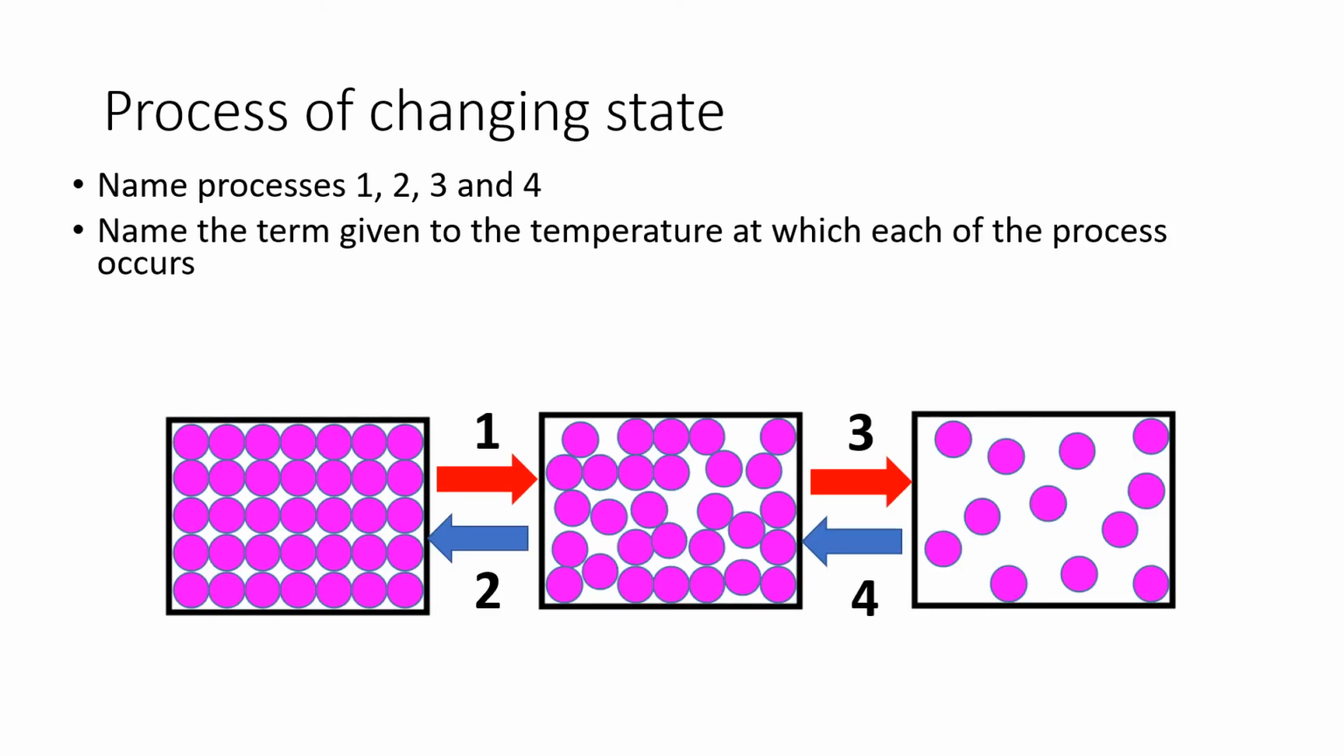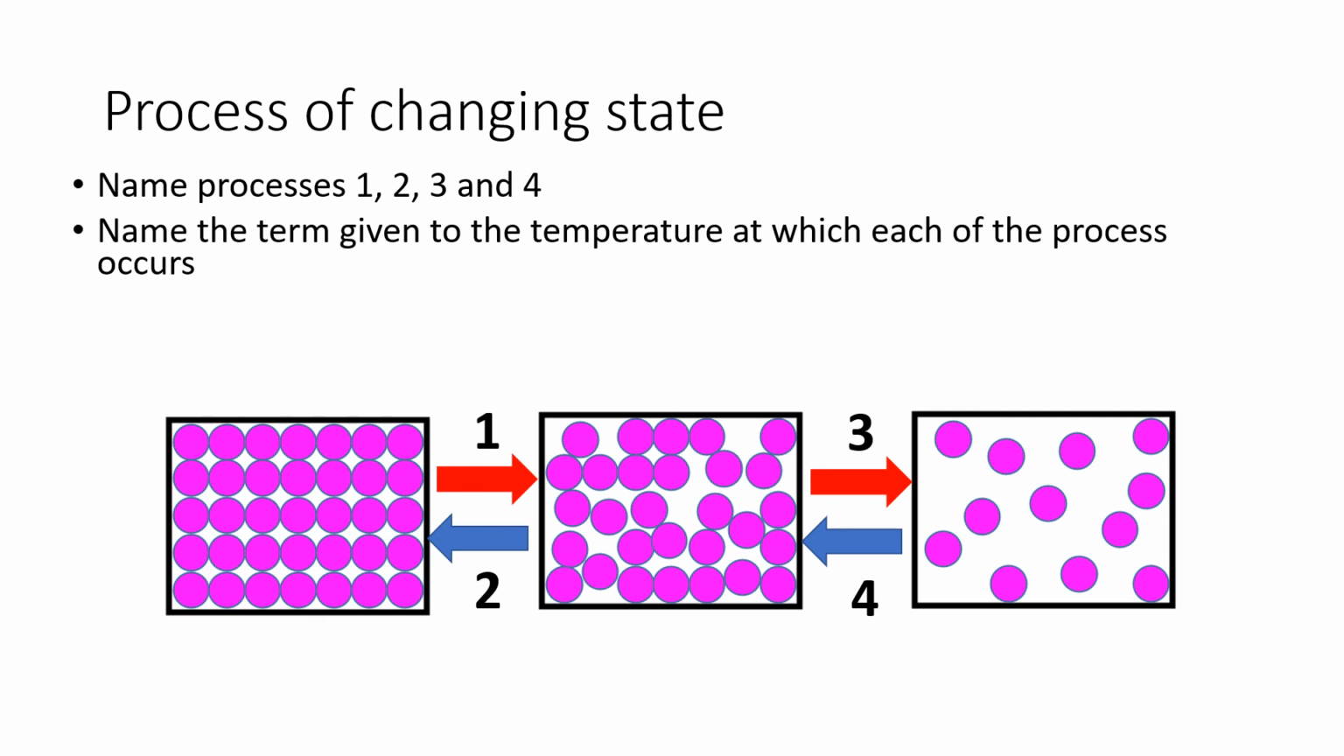Now, what you have to do now is you have to identify the names of the processes involved in moving between solids and liquids to gases. And then you also have a term that refers to the specific temperature at which each of these processes will occur. Pause the presentation, try and come up with some answers, give yourself 2 minutes and then restart the presentation and see how you've gone. So pause now.